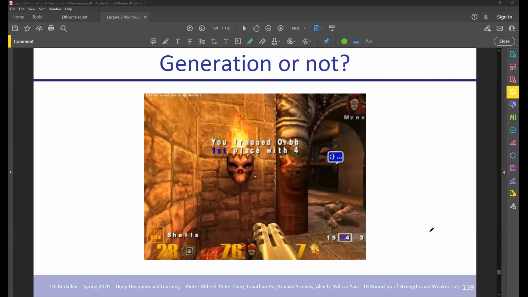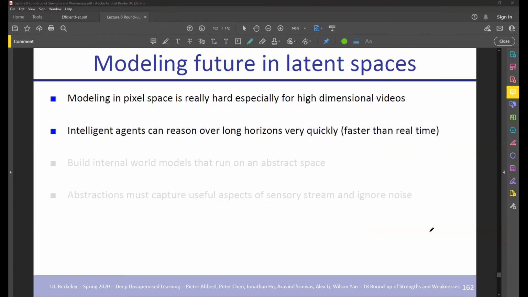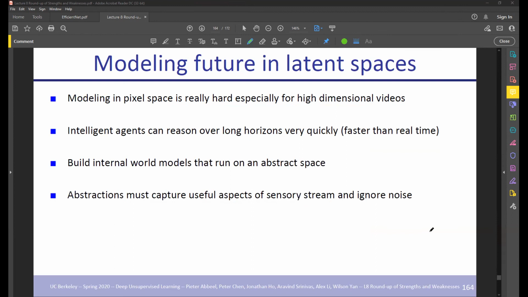machine learning space. So, looking at it in pixel space is hard. Intelligent agents need to be able to reason over long horizons very quickly, build internal worlds in an abstract space, and the abstractions in turn must capture very useful things and ignore noise.